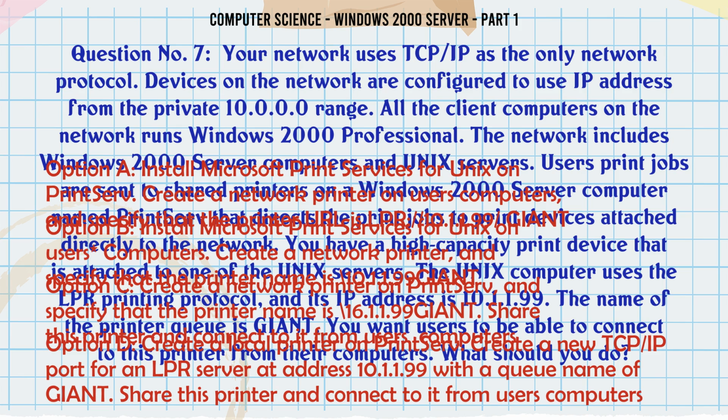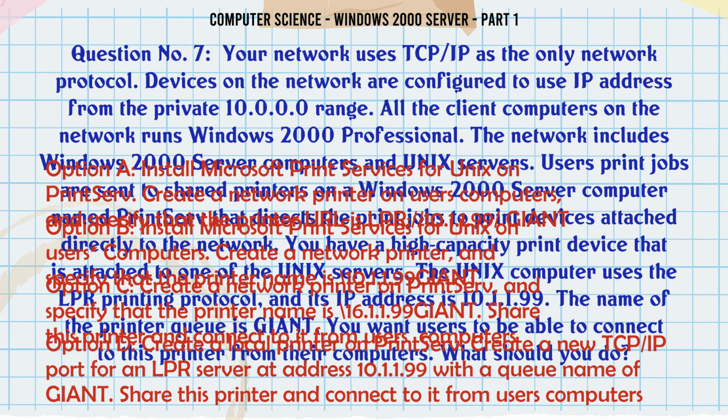The Unix computer uses the LPR printing protocol and its IP address is 10.1.1.99. The name of the printer queue is Giant. You want users to be able to connect to this printer from their computers. What should you do? A. Install Microsoft Print Services for Unix on PrintServe. Create a network printer on users' computers and specify that the printer URL is LPR 10.1.1.99 Giant.